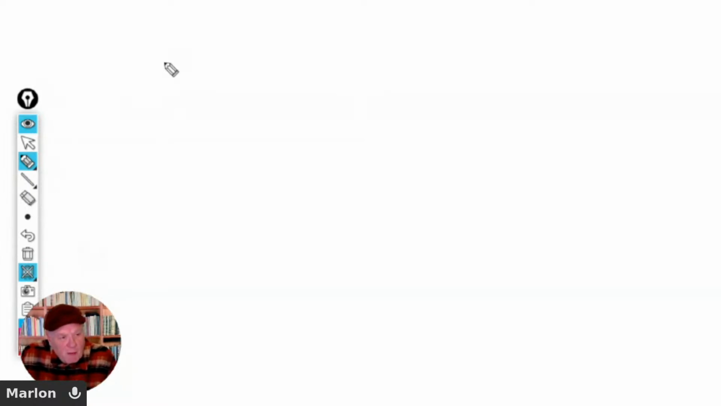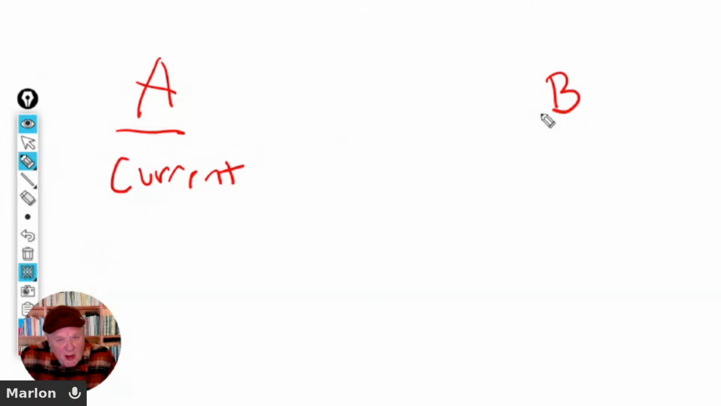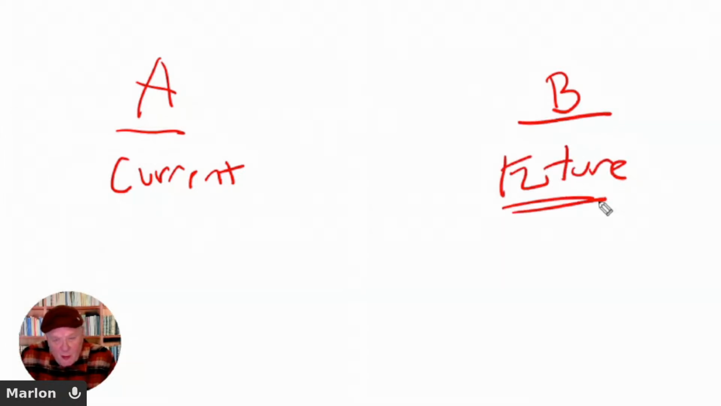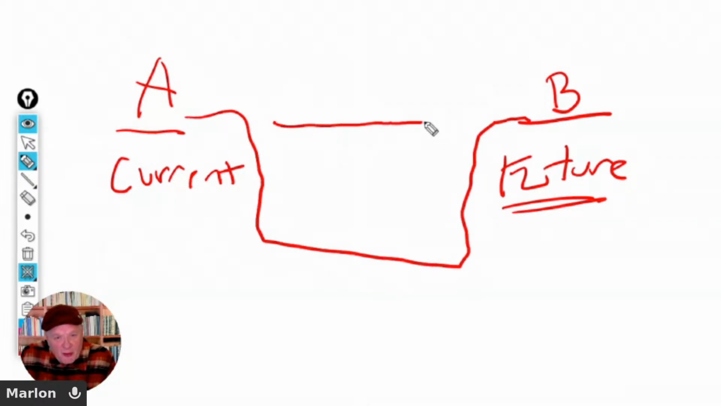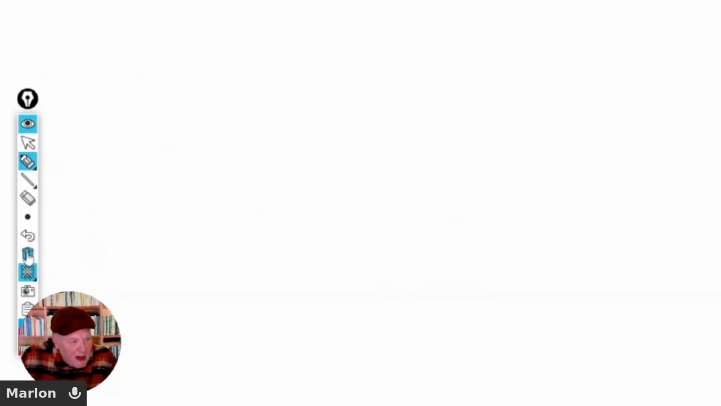So here's what we've got. We call this ABC gap analysis. A is the current state. B is the future state that you want to make happen. And then this is called the gap here. It's your job to fill the gap between the current state and the future state. So this is called ABC gap analysis.